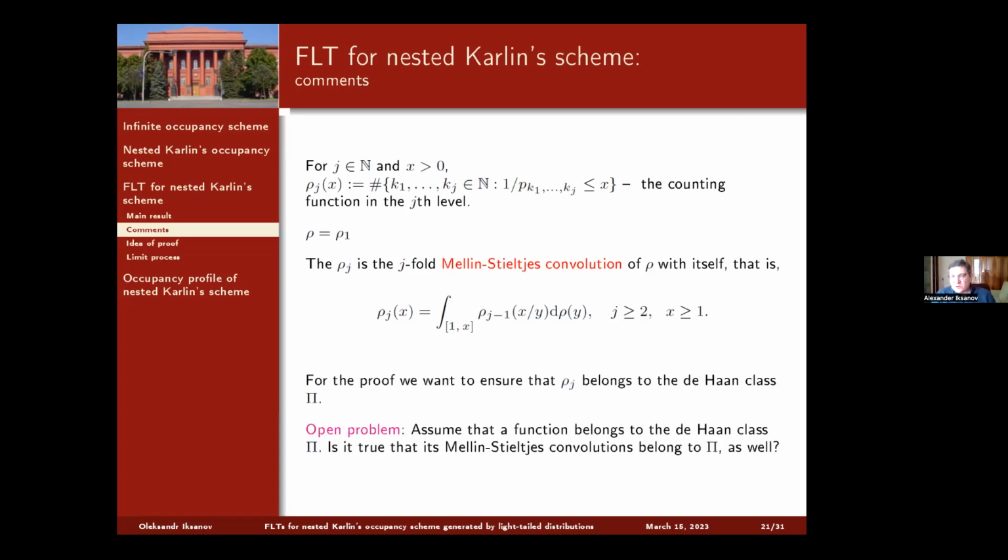For the proof of our theorem, one has to ensure that the counting function rho j inherits the assumed property of the counting function rho to belong to the Dehaene class phi. However, we don't know whether the fact that the given function belongs to the Dehaene class implies that its Mellin-Stieltjes convolutions belong to the Dehaene class phi. And this seems to be an interesting open analytic problem.